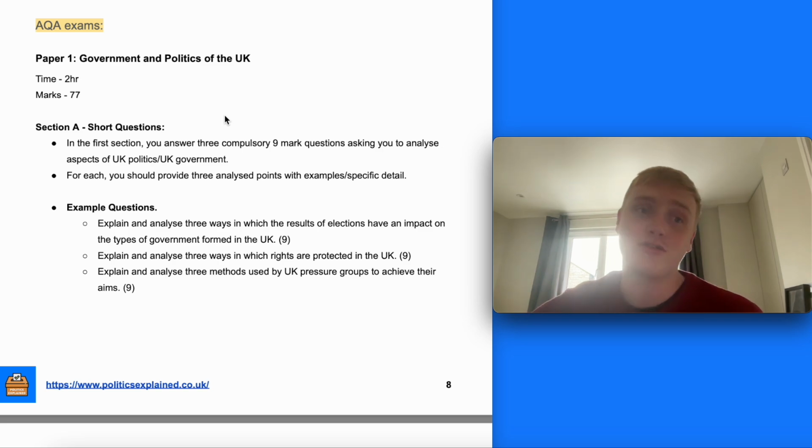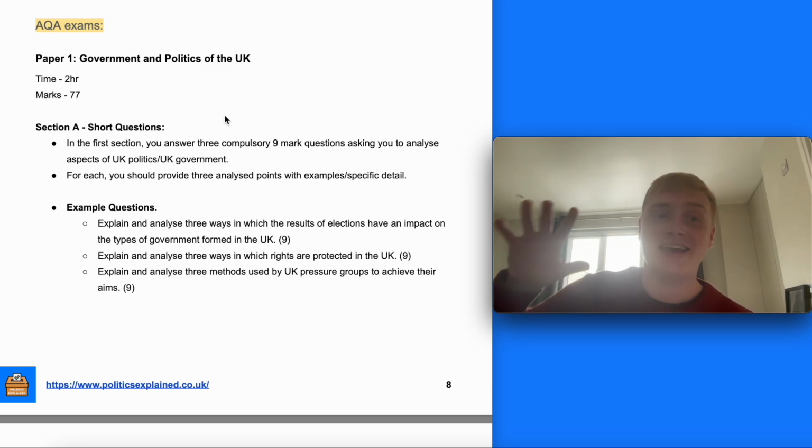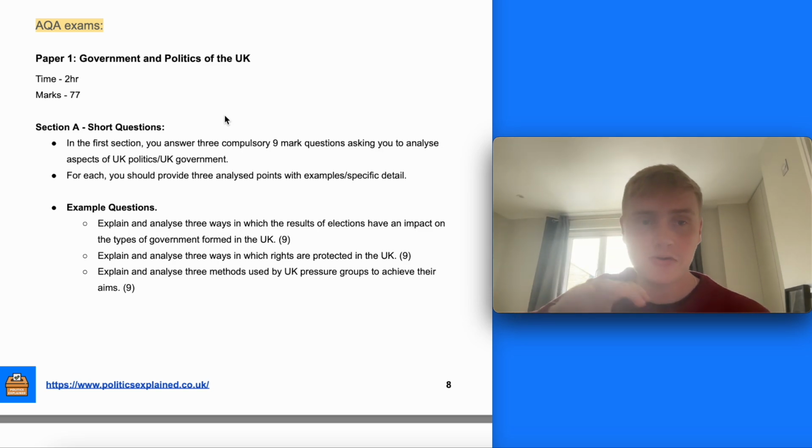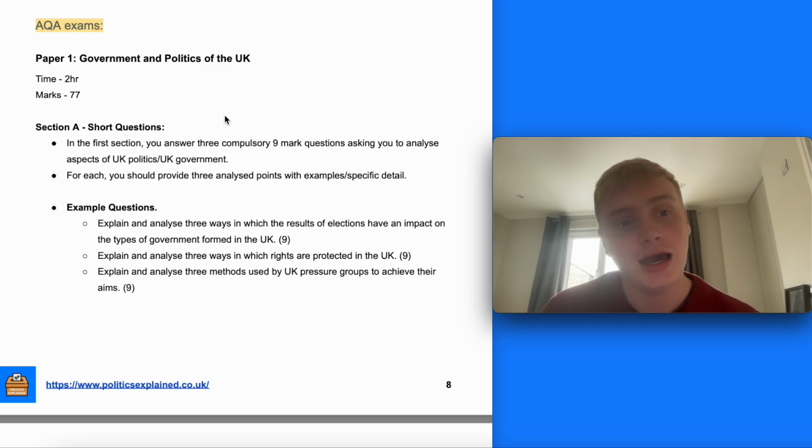AQA slightly differently, so it puts all of the UK into the first paper, which is 2 hours and 77 marks. And what you have, and you'll see this as a pattern in the AQA exams, is it's slightly different. It starts with short questions. These are 9-mark questions that ask you to come up with 3 analysed points in relation to the question. So for example, explain and analyse 3 ways in which the results of elections have an impact on the types of governments formed in the UK.